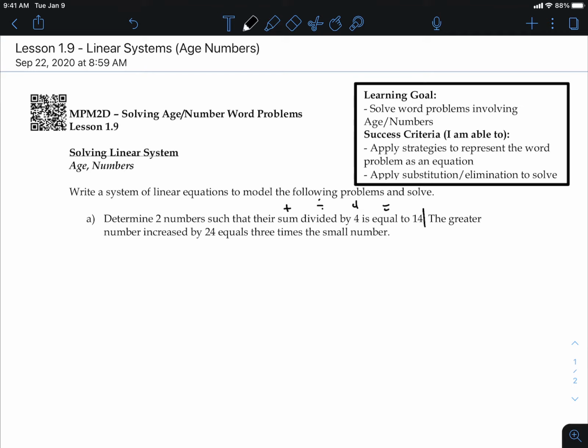So I'm just going to say, it's the same let statements as earlier. Let x represent the bigger number, and then let y represent the smaller number. Can you also write let x represent the first number? Sure, yeah. First and second is fine too.